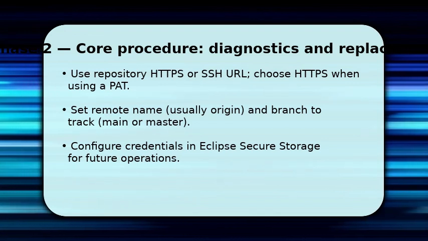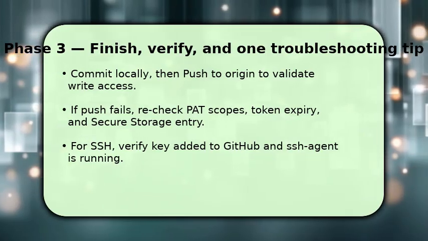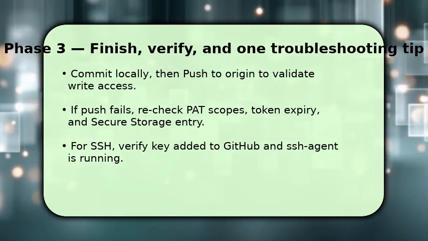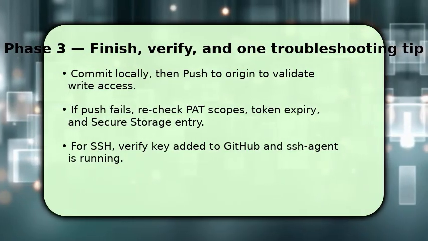Finally, store the PAT in secure storage, so push and pull work without repeated prompts. You complete the flow by making a small commit and pushing to origin. This verifies your setup. If the push succeeds, you're integrated. Make sure to pull regularly to avoid conflicts.